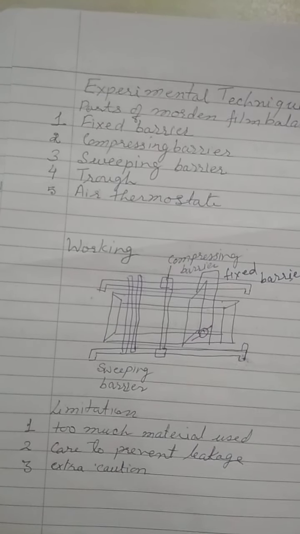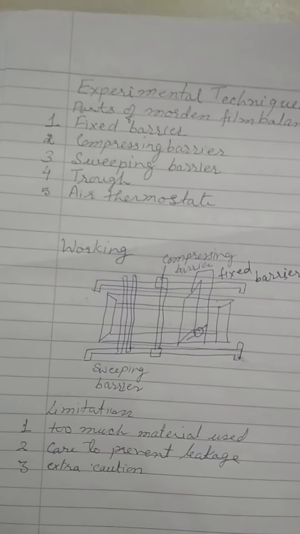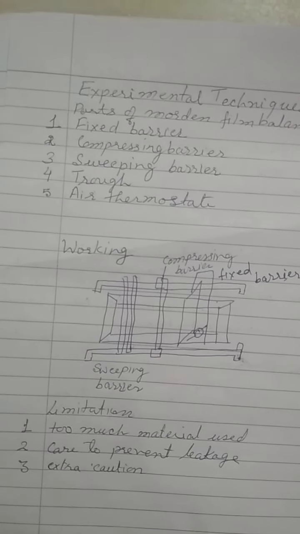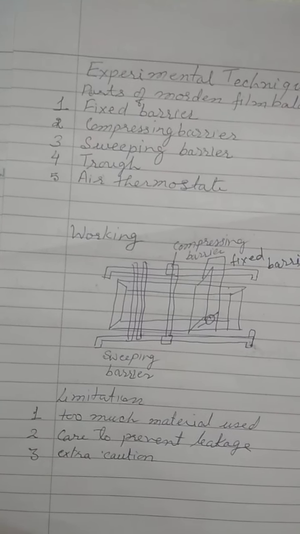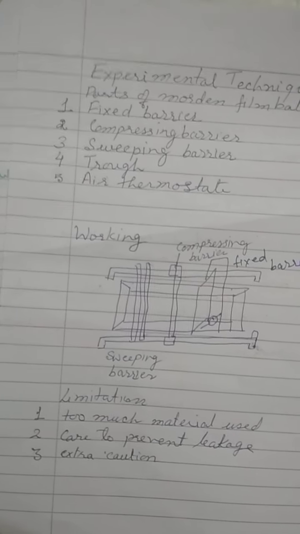Fourth part is the trough. It is a 2 or 3 feet long and 1 foot wide shallow rectangular tray made up of brass, stainless steel, glass or Teflon. Glass or metal tray must be coated with paraffin or lacquer to ensure a high contact angle.